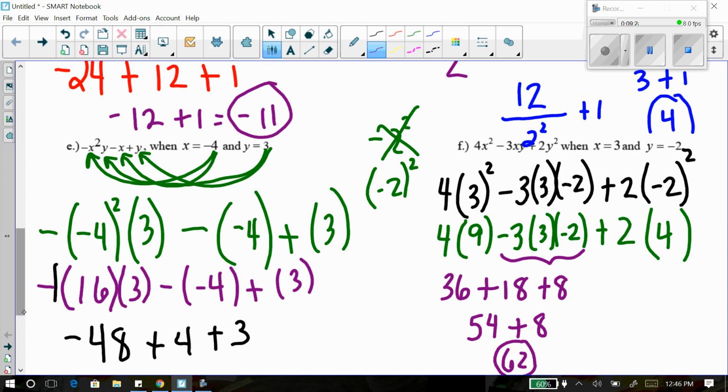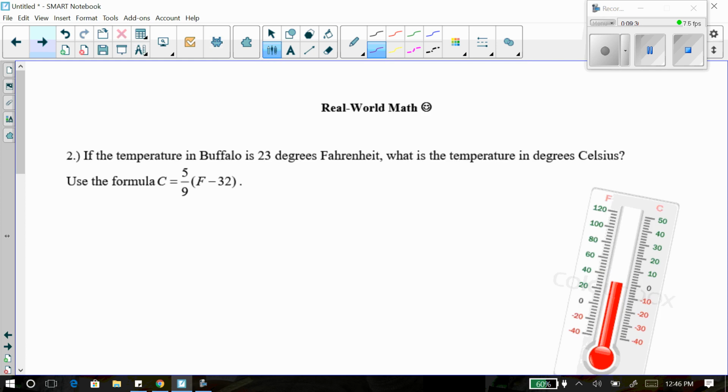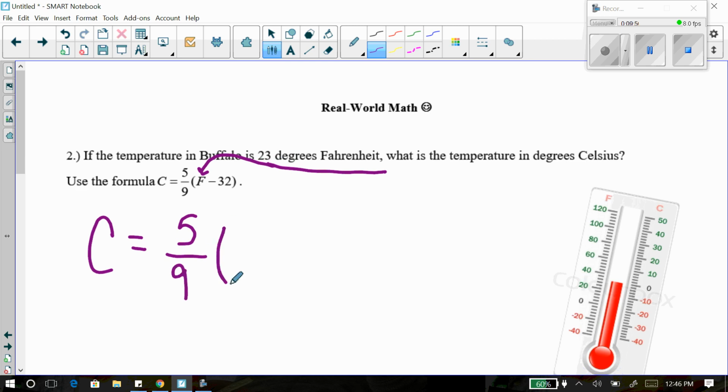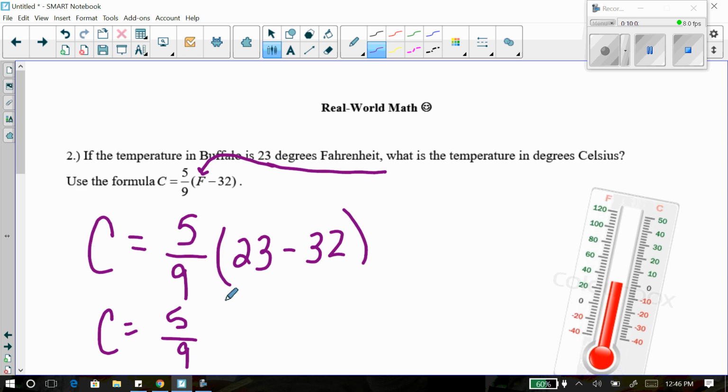All right, let's look at a few real-world problems here, okay? So if the temperature in Buffalo is 23 degrees Fahrenheit, what is the temperature in degrees Celsius? Let's use this formula to figure it out. So I know it's 23 degrees Fahrenheit, so I'm going to put 23 in for F. So I get C equals 5/9 times 23 minus 32. 23 minus 32 is -9.